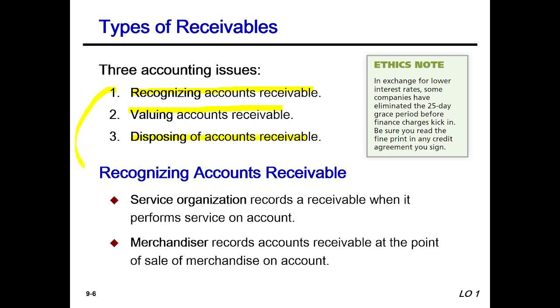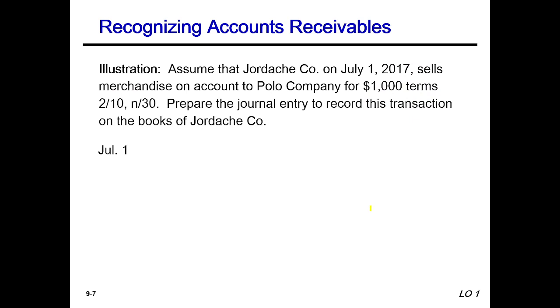In recognizing accounts receivable, a service organization records a receivable when it performs service on account. Second, a merchandiser records accounts receivable at the point of sale of merchandise on account. For recognizing accounts receivable, we can show an example.